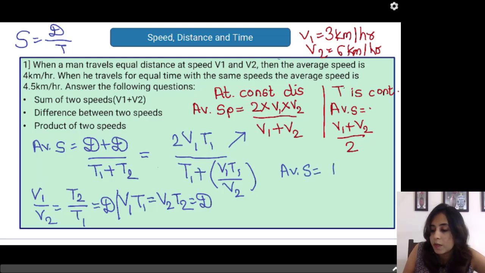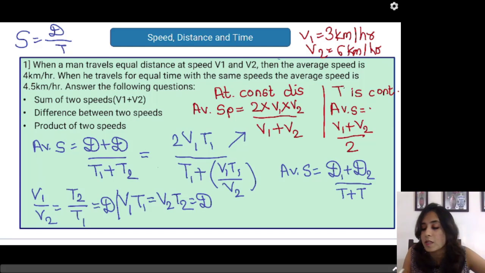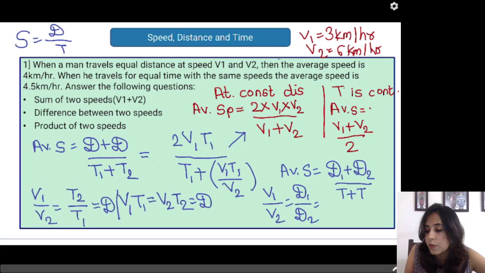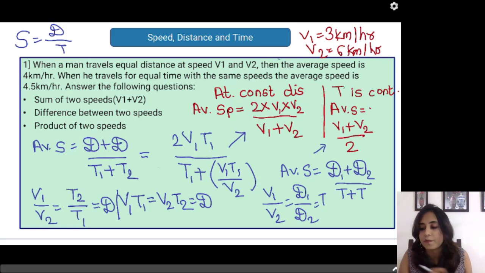Average speed equals distance 1 plus distance 2 divided by t plus t, because t is constant in this case, t1 is equal to t2, which is equal to t. And then I have v1 upon v2 equal to d1 upon d2, equal to t. So when I substitute and solve in a similar way, I get this formula.